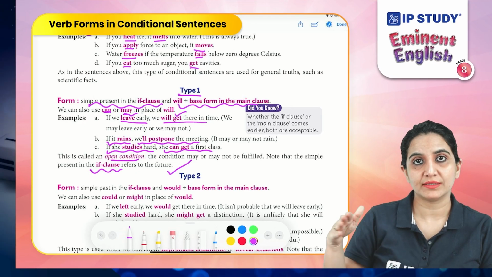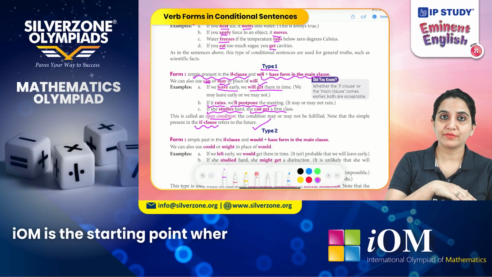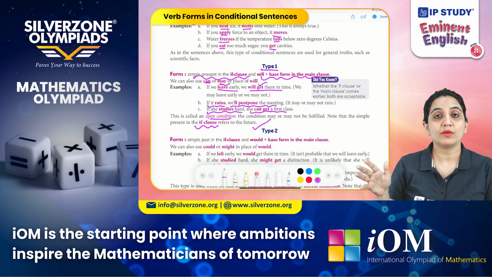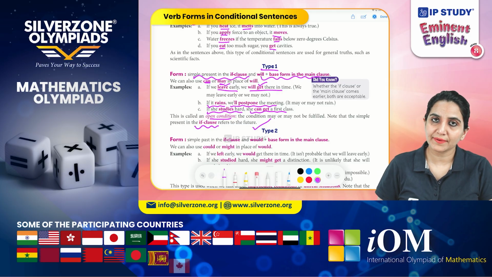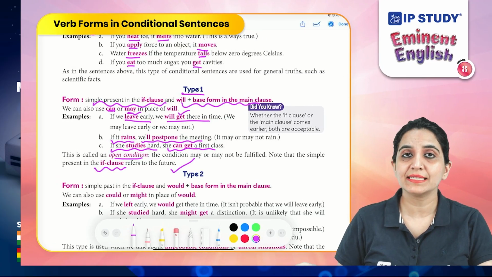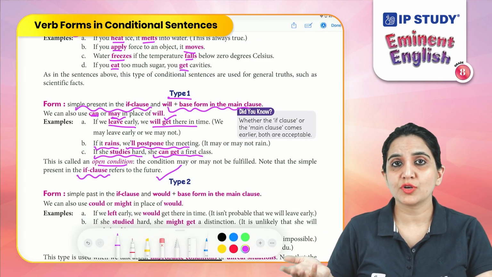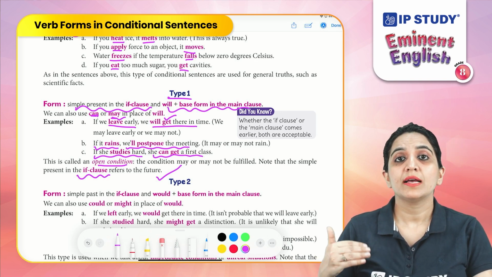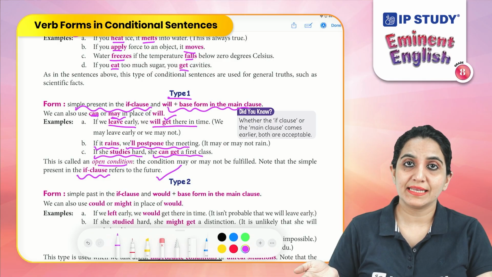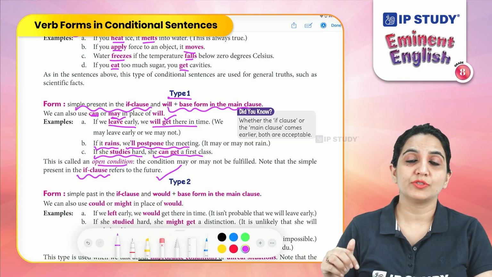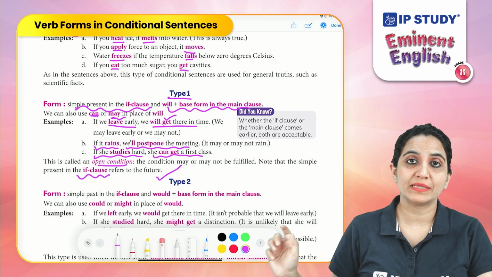If something happens, the other thing may happen as a result. If something happens, the other thing can happen as a result. If something happens, the other thing will happen as a result, right? So type 0 was both if clause and main clause in simple present tense, but it was for general truths or habitual actions. Similarly, type 1 is both if clause and main clause in simple present tense, but used as an open condition, right? And the base form is used with will in the main clause.